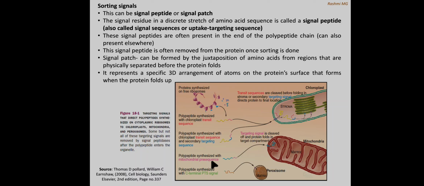Polypeptide synthesized with mitochondrial pre-sequence. See, the proteins which are to be targeted to the mitochondria have the pre-sequence, which targets the protein itself. Polypeptides synthesized with the C-terminal PTS signal are only translocated to the peroxisome. We can say that these sorting signals are of different types and are particular to the different types of organelles.